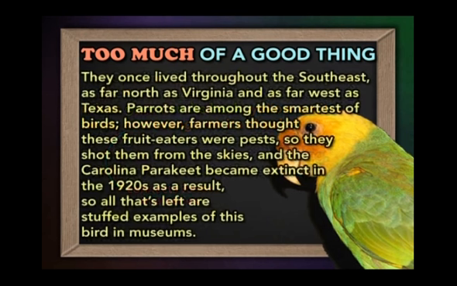Moving on. They once lived throughout the Southeast, as far north as Virginia and as far west as Texas. Parrots are among the smartest of birds. However, farmers thought these fruit eaters were pests, so they shot them from the skies, and the Carolina parakeet became extinct in the 1920s as a result, so all that's left are stuffed examples of this bird in museums.